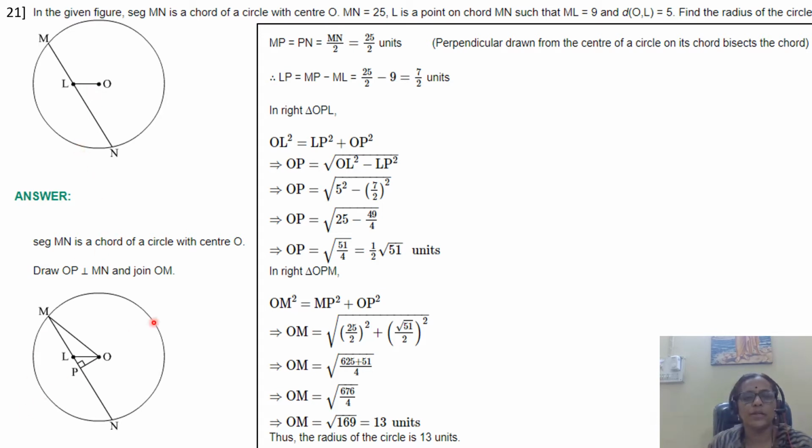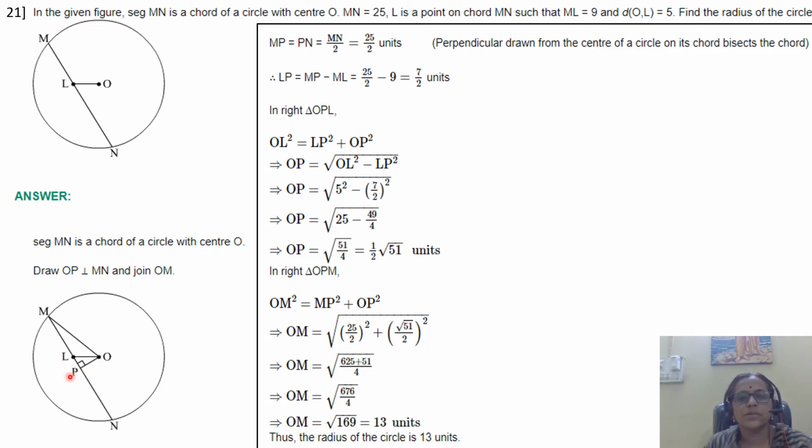Now join MO, and draw a perpendicular from O on MN, that is OP perpendicular to MN. Join OM and join OL also. Now observe, MP is equal to PN is equal to MN divided by 2, that is 12.5. A perpendicular from the center to the chord bisects the chord.